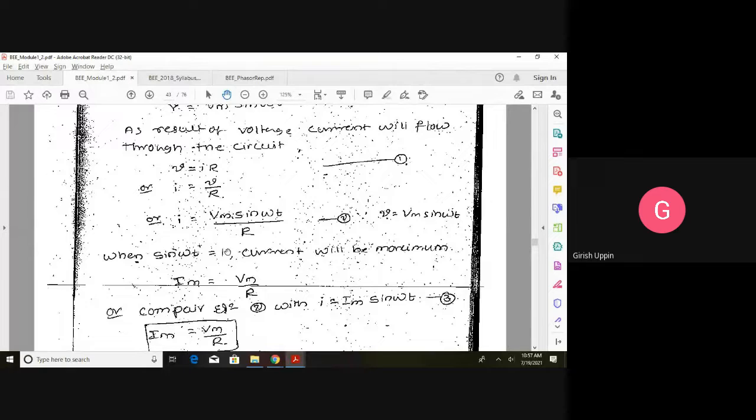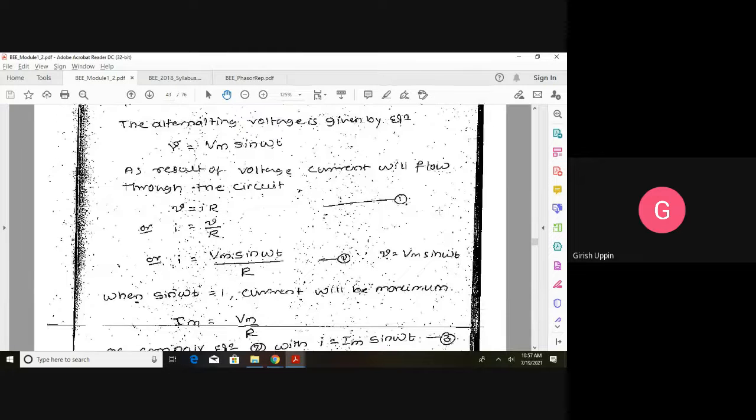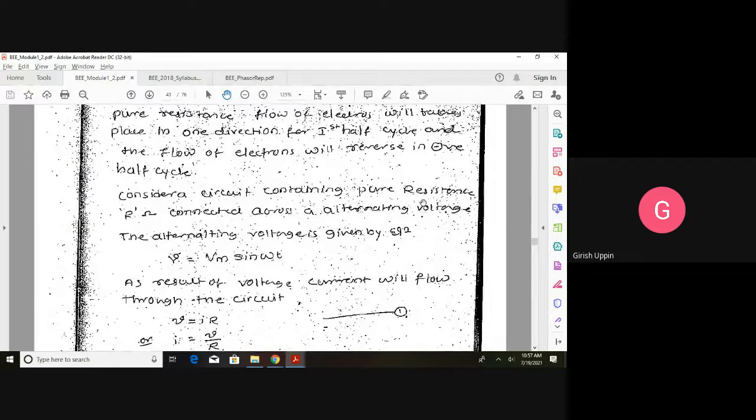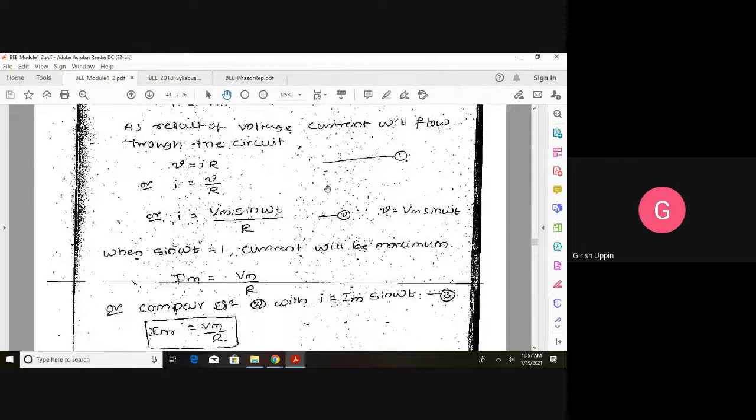And what is Vm by R? That is the peak value Im, that is Vm by R. Therefore, we can represent this equation as i is equal to Im sin omega t, and Im is nothing but Vm divided by R. Now, if you see equation 3 and equation 1, what is equation 1? The voltage v is equal to Vm sin omega t, and what we got? i is equal to Vm by R, or Im sin omega t. So omega t means what? This voltage is starting from 0, and current is also having omega t. That means current is also starting from the zero reference.